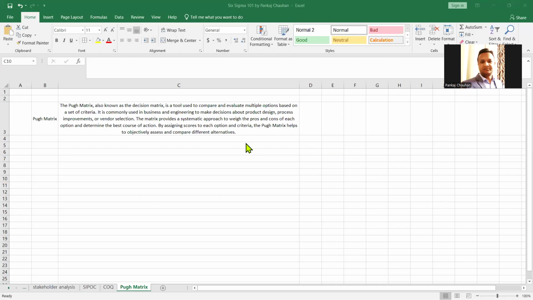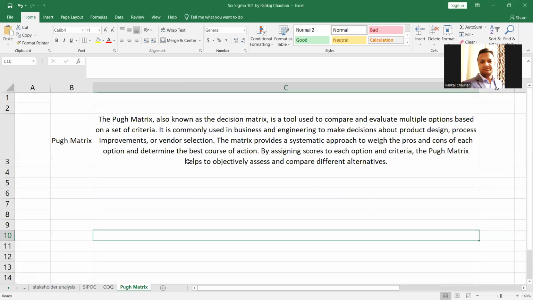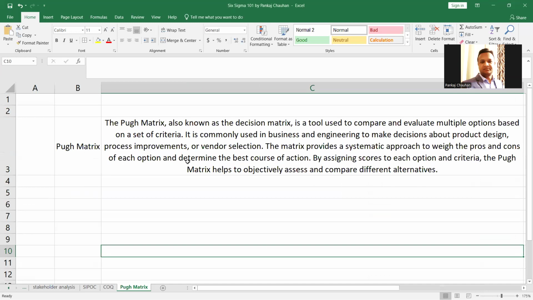Hey people, welcome back. And in this session, we are going to learn about the Pugh Matrix, which is one of the prioritization techniques. So let's see what the Pugh Matrix is. The Pugh Matrix is also known as a decision matrix. This is a tool that we use to compare and evaluate multiple options based on certain criteria.